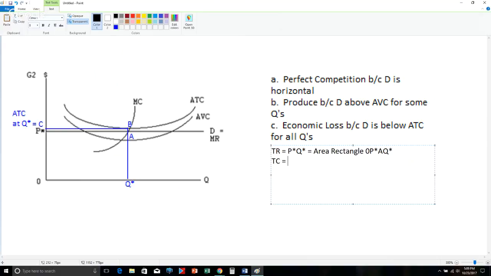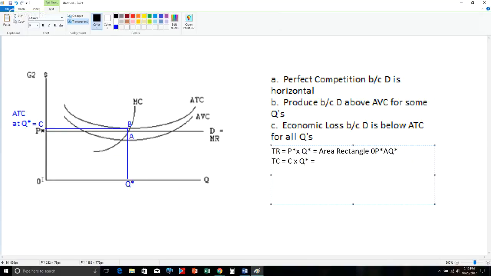Total cost is equal to average total cost times quantity, which is C times Q star. I don't have a multiplication symbol here, so I'm just going to throw an X in for now. I don't like the use of X. It should be the algebra one, not the one from arithmetic.